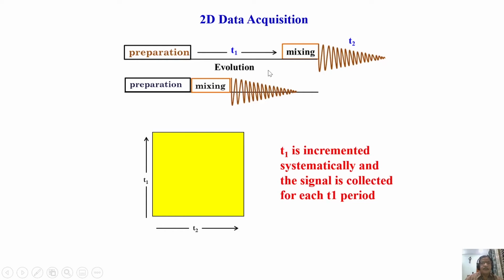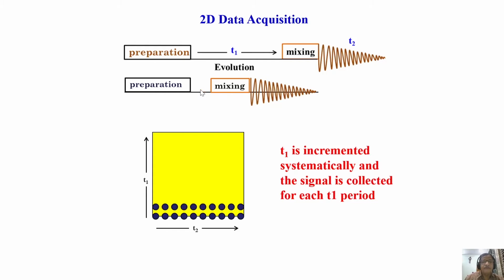Initially, let us say there is no delay. T1 is 0. Absolutely no delay at all. Now we give a small time period here. T1 is put and here FID is collected. Signal is collected here. As a consequence, there was no delay, now the gap increased.